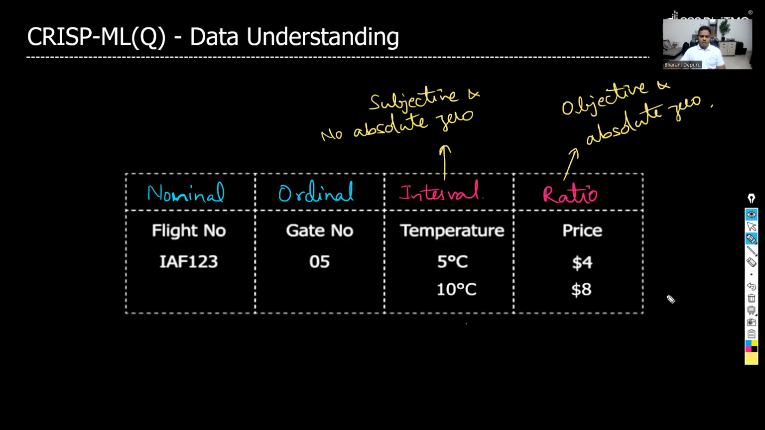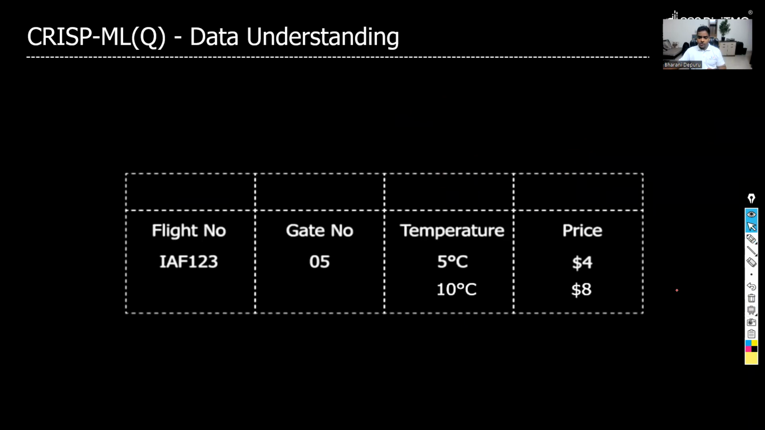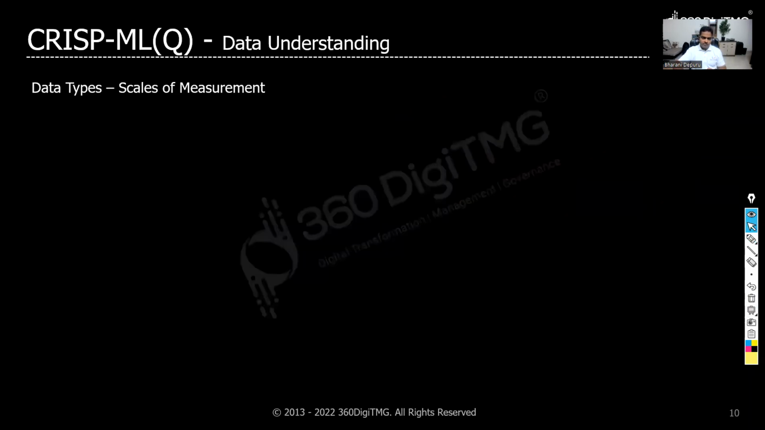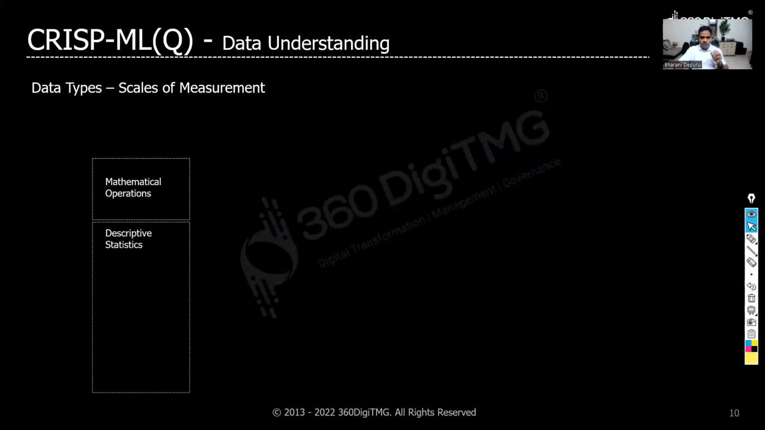Why on earth are we expected to learn about these measures? Because these are scales of measurements. And when it comes to mathematical operations, nominal data is the least preferred. The only thing that you can do is count.